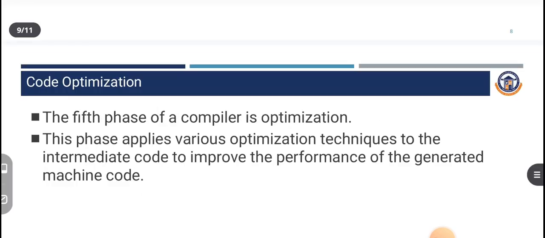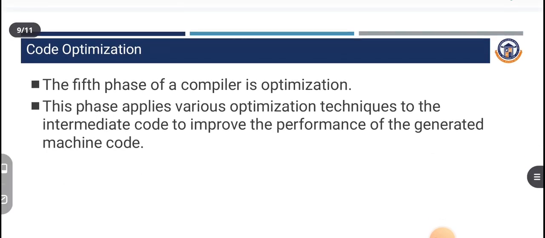The next one is the code optimization. This is the fifth phase of the compiler. This phase applies various optimization techniques to the intermediate code to improve the performance of the generated machine code. So it will improve the efficiency of your program. That's why we implement the optimization concept.